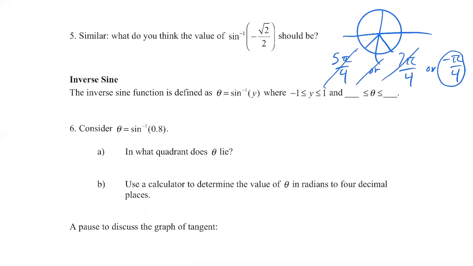The reason we choose negative pi over 4 is that we would like our inverse sine function to operate on two connected quadrants of the unit circle. So we would like it to be able to trace a continuous sweep through two quadrants. It doesn't work to say start in the first quadrant and then work your way all the way around to the third, because we would have to pass through that quadrant, and we don't want that quadrant.